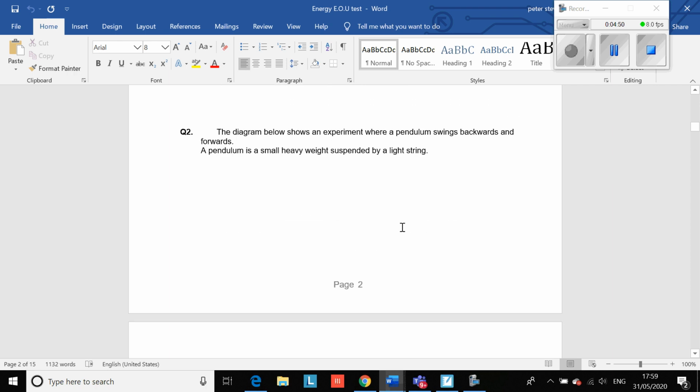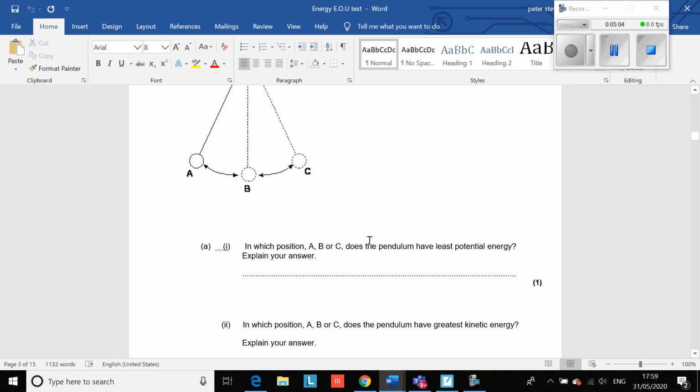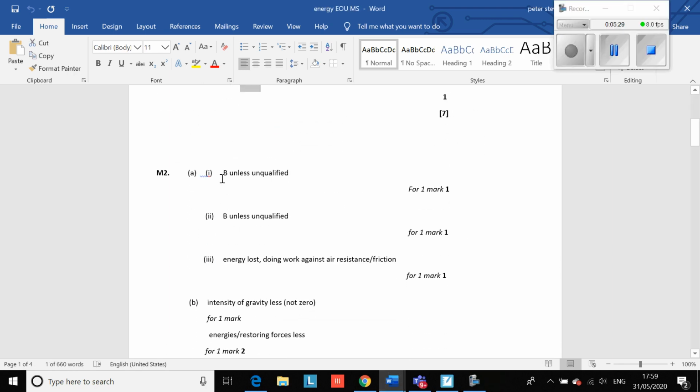Question 2. The diagram below shows an experiment where a pendulum swings backwards and forwards. A pendulum is a small, heavy weight suspended by a light string. So there it was, the pendulum swinging back and forth. In which position, A, B, or C, does the pendulum have the least potential energy? Now remember, potential is gravitational potential, and for it to have gravitational potential, it needs to be lifted up. So where it has the least potential energy is where it's at its lowest position, which would be point B. And again, just to confirm, it would be B.